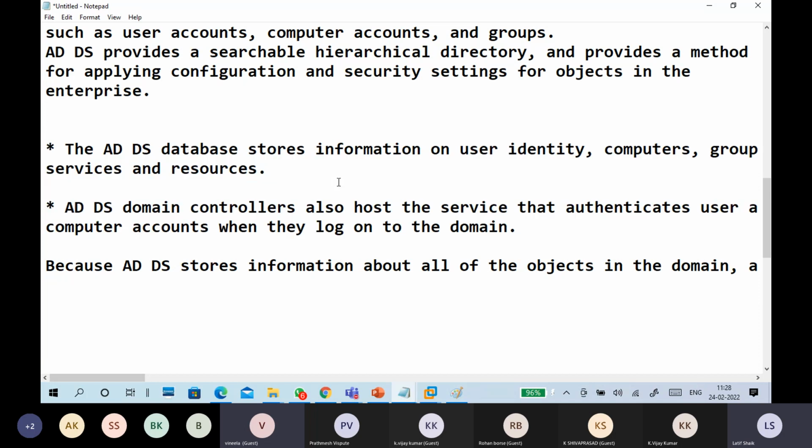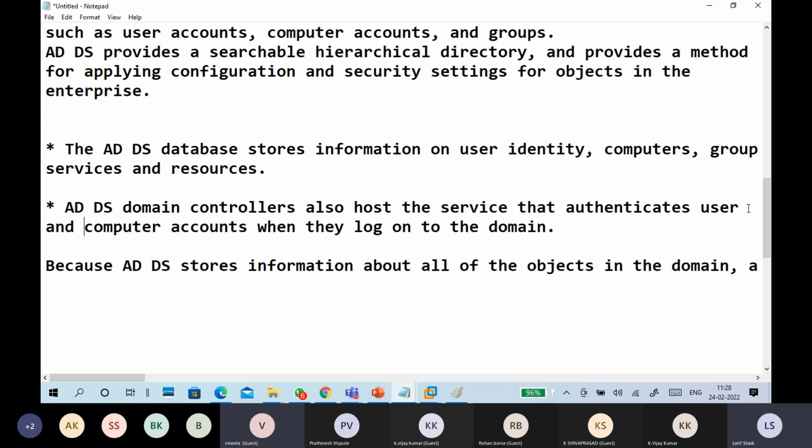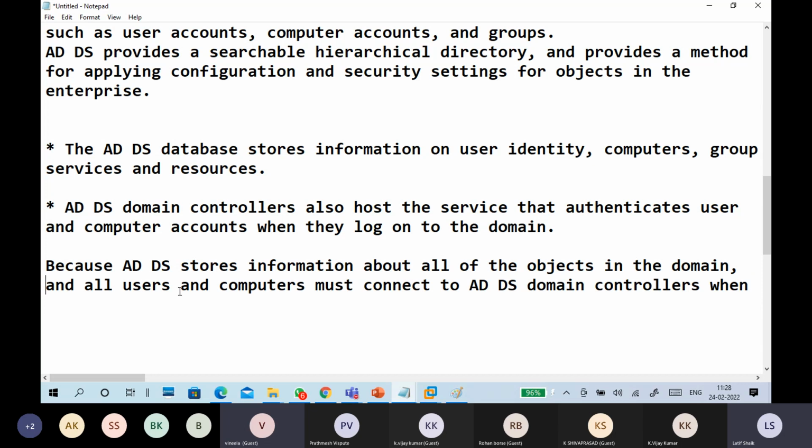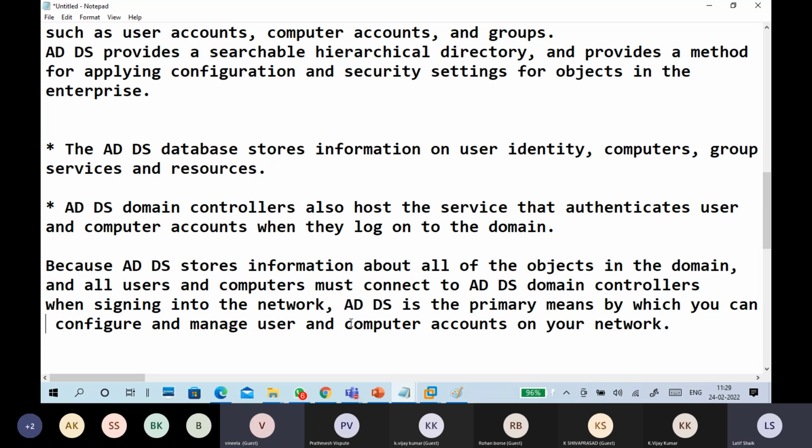So the Active Directory database stores information on user identity, computer, group, service, and resources. The Active Directory domain controller also hosts the services that authenticate users and computers when they log on to the domain. Because Active Directory stores information about all the objects in the domain, all users and computers must connect to an Active Directory domain controller when signing into the network. Active Directory is the primary means by which you can configure and manage users and computers on your network.